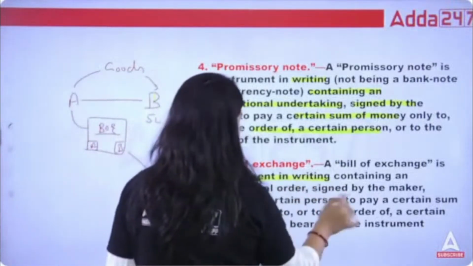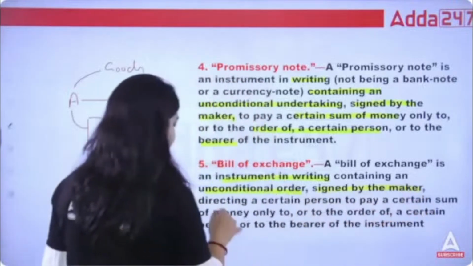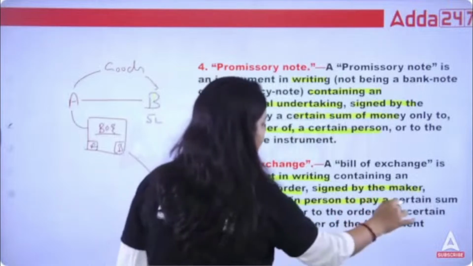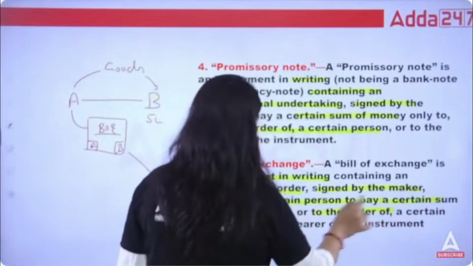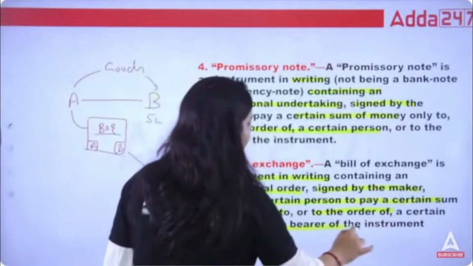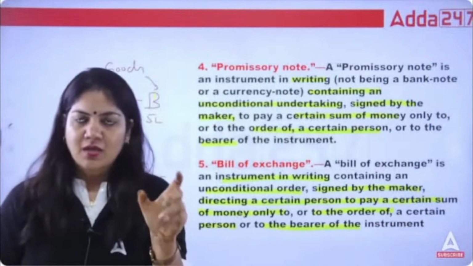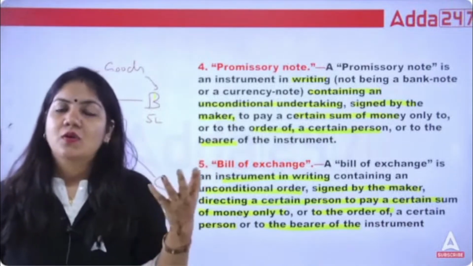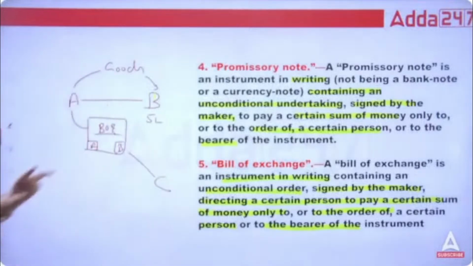An instrument in writing containing the unconditional order, signed by the maker, directing a certain person to pay a certain sum of money only to, and to the order of, a certain person or to the bearer. So order means when the name is written. Suppose in the check, if the name is not written, that is called bearer. If the name is written, that is called the order. So this is called bill of exchange.